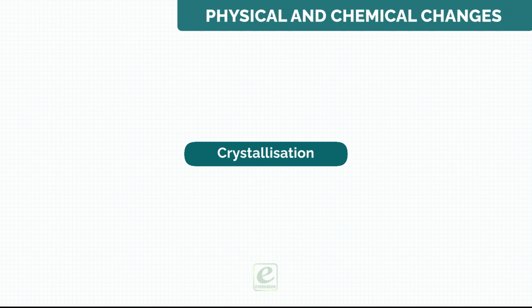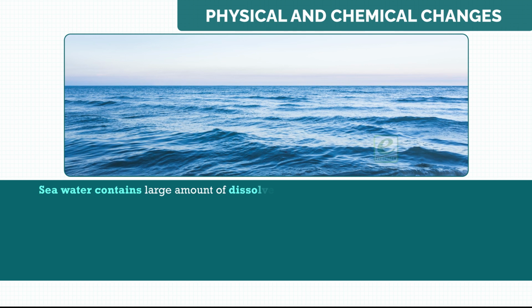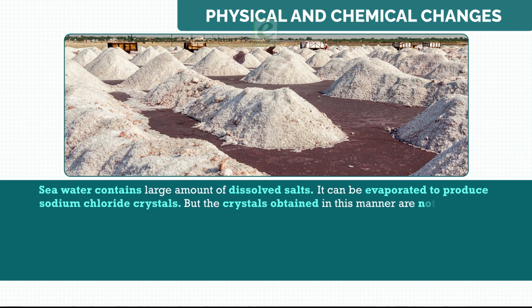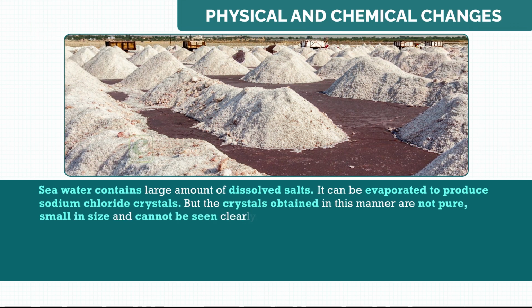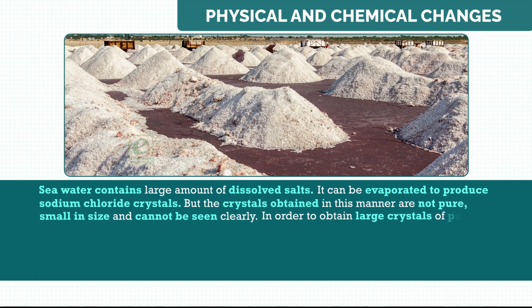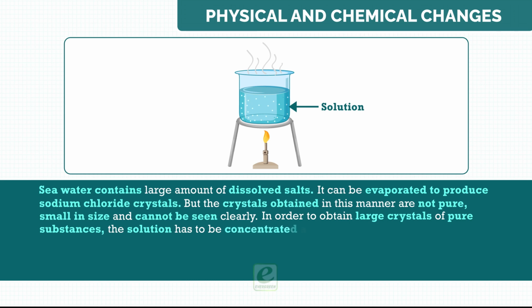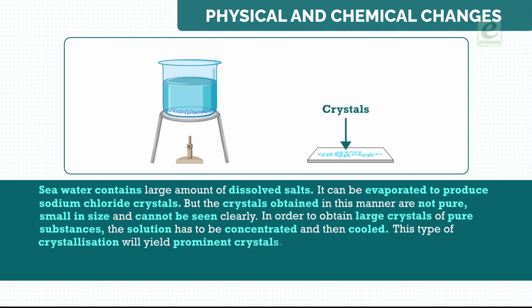Crystallization. Seawater contains a large amount of dissolved salts. It can be evaporated to produce sodium chloride crystals. But the crystals obtained in this manner are not pure, small in size, and cannot be seen clearly. In order to obtain large crystals of pure substances, the solution has to be concentrated and then cooled. This type of crystallization will yield prominent crystals.